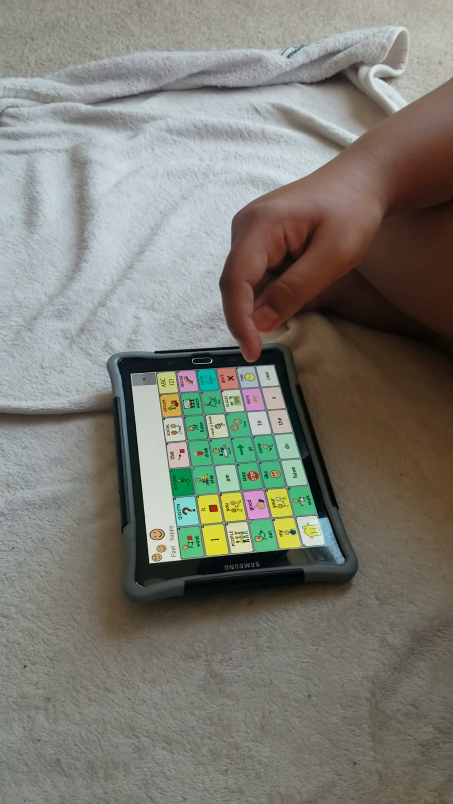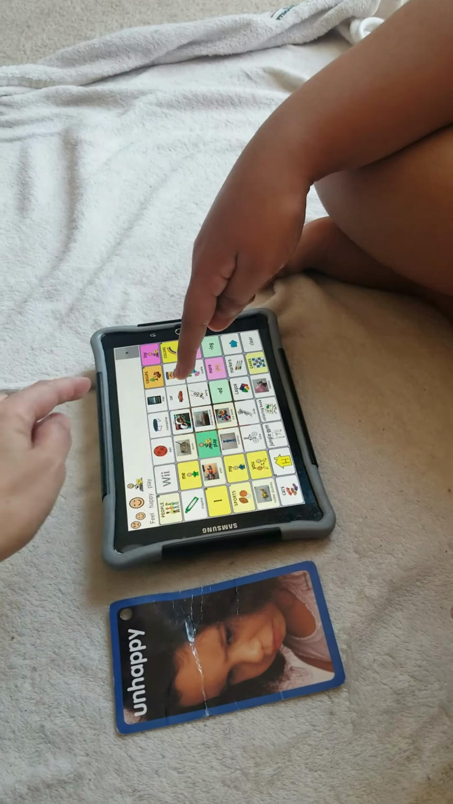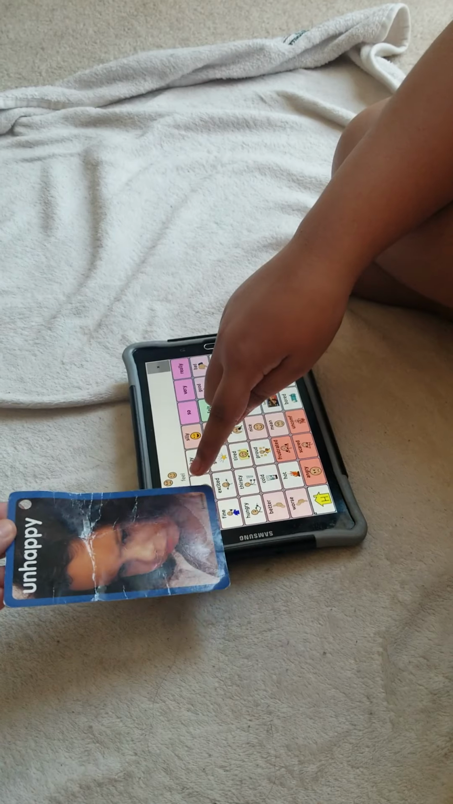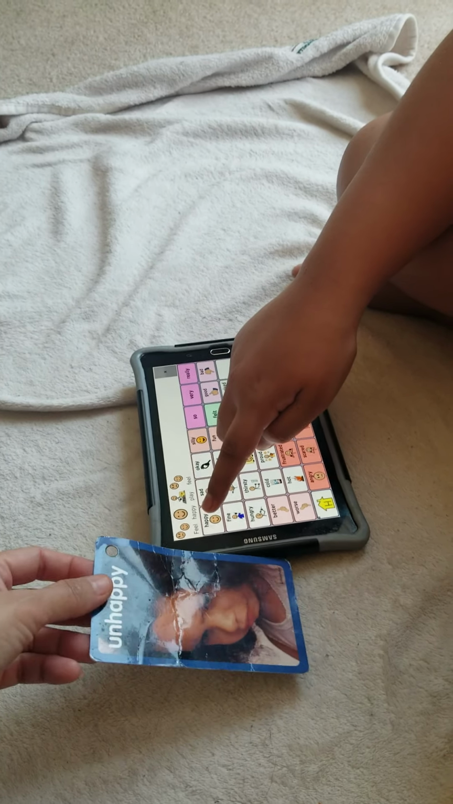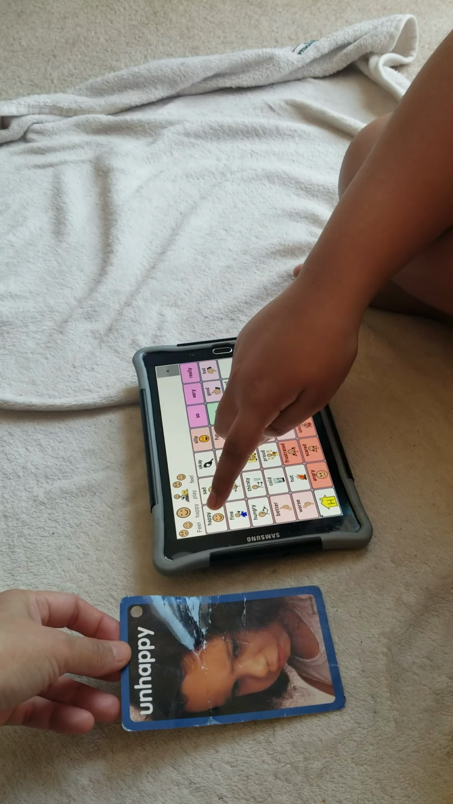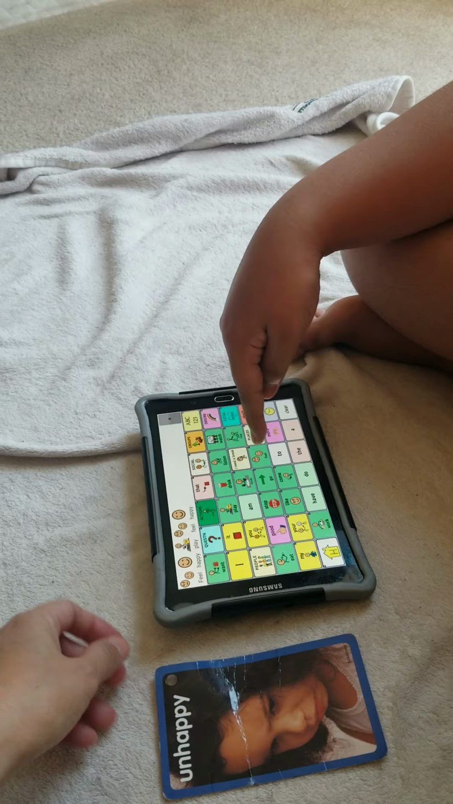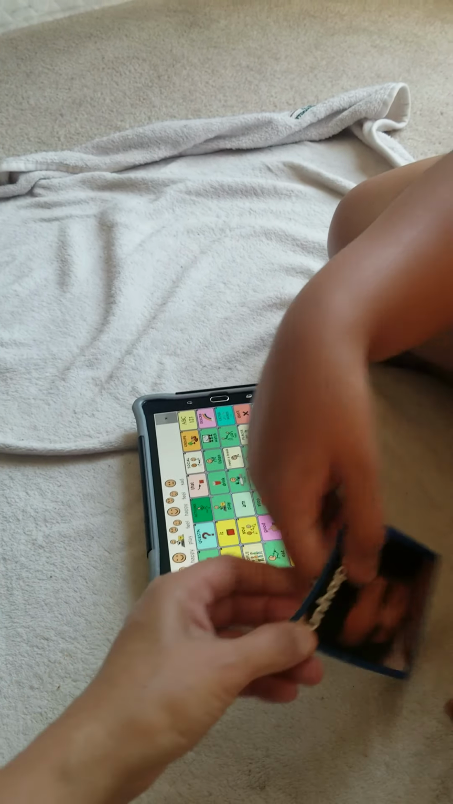How about this picture? Go to feel. Feel. Okay, what do you think the kid is feeling on this picture? Is he sad or happy? Happy. No. He is? Feel. She is? Sad. Sad. Good job. All right.